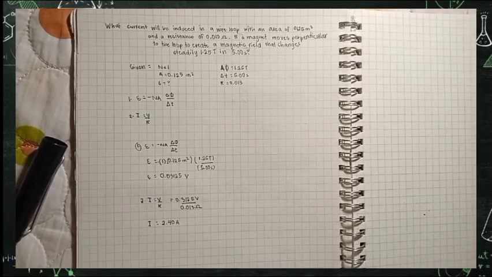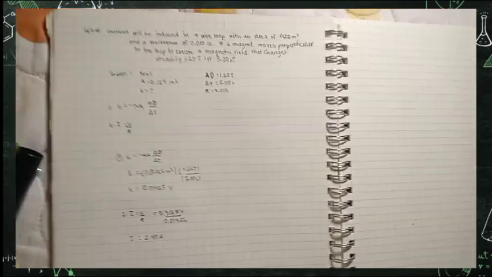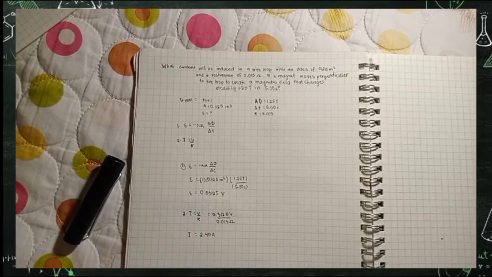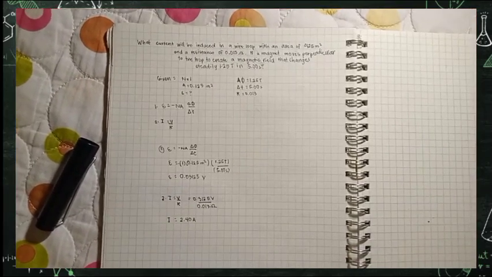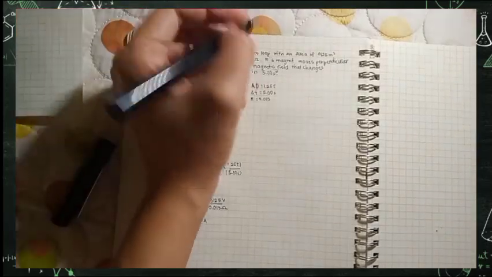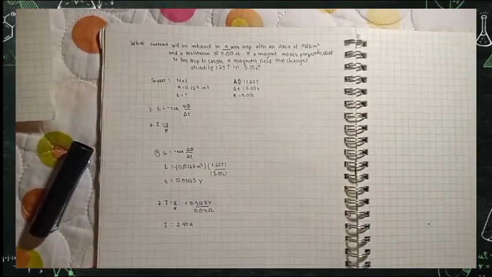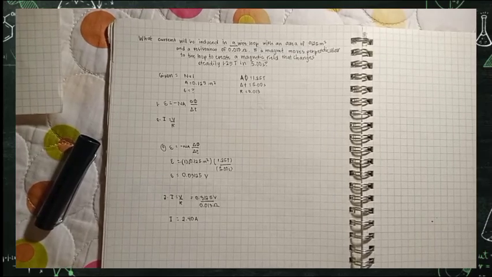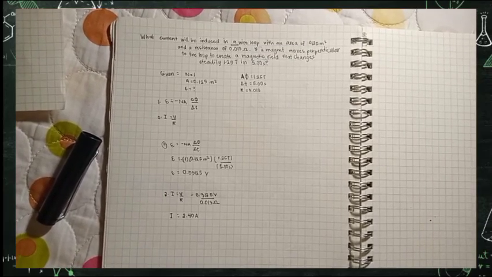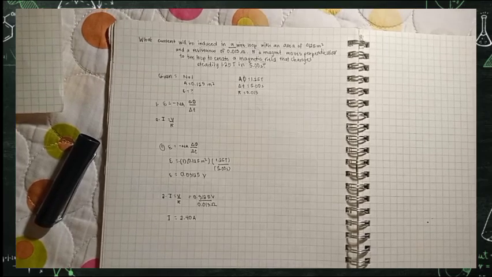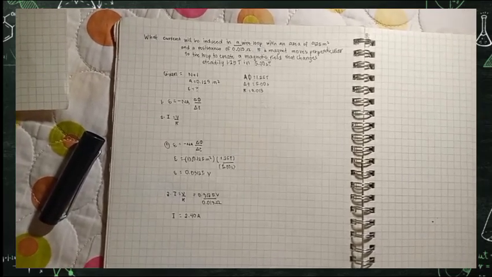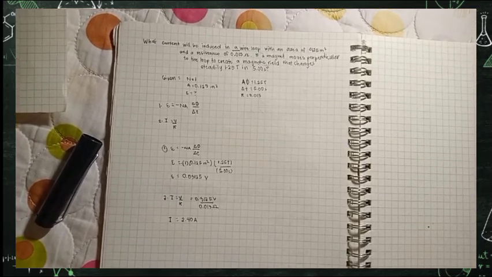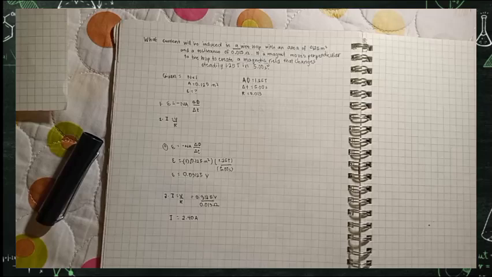So we have our given, which is the n, or the number of loops, which is 1, since there is no number of loops indicated there, because it says a wire loop. So our area is 0.125 square meter, our resistance is 0.013 ohms, our change in magnetic field is 1.25 T, and our change in time is 5 seconds.